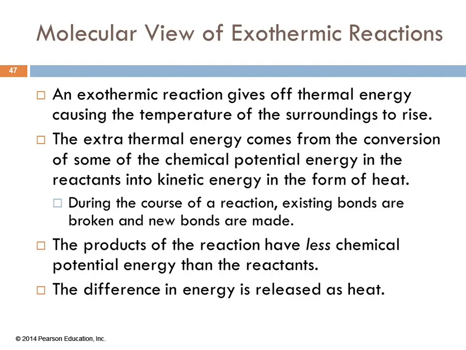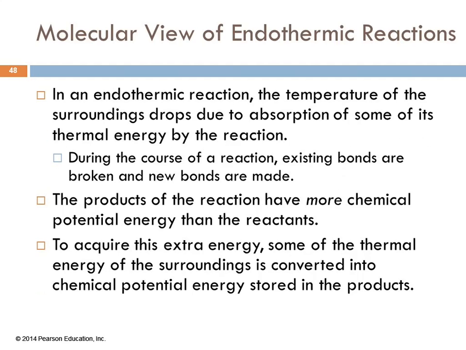And so that energy has to go somewhere. In an exothermic reaction, the products are going to have less chemical potential energy than the reactants, and that difference in energy is released as heat. Looking at an endothermic reaction, it's the opposite. The temperature of the surroundings drops because the reaction is absorbing some of the thermal energy from the surroundings.